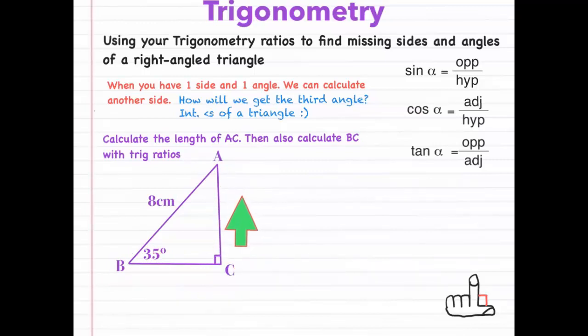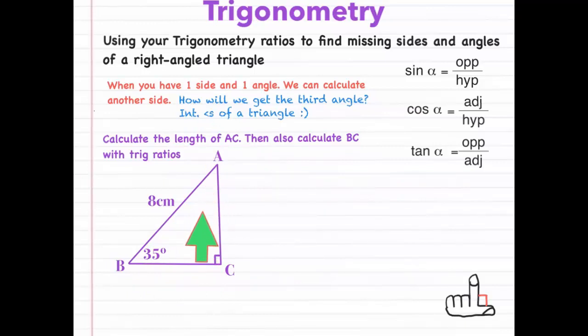Before, if we had two sides, then we can use Pythagoras to calculate the third, right? But now we don't. So that's where the trigonometry ratios come in. So how will we get the third angle in this triangle? Well, easy, right? The interior angles of a triangle, and smiley face, because we tend to forget about this. If I have two angles, then I can get the third.